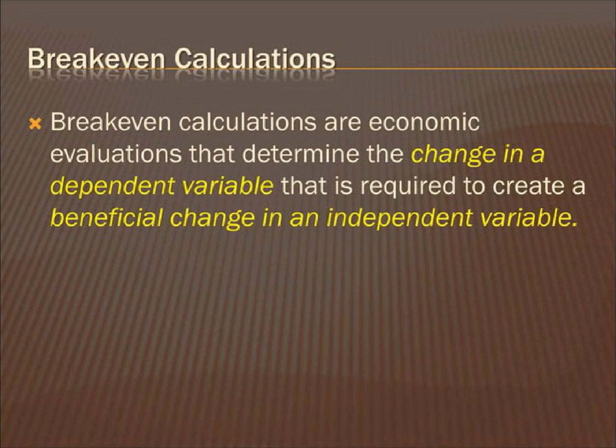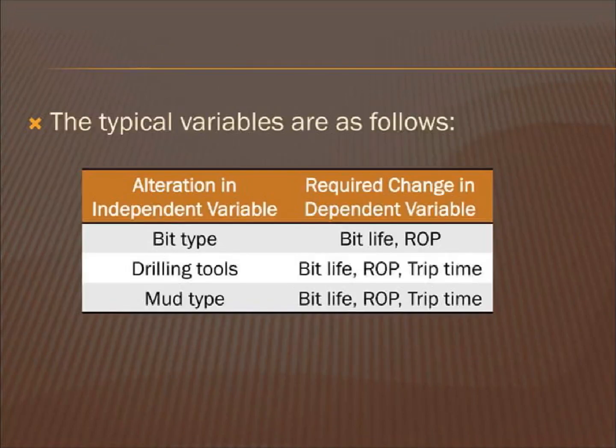Break-even calculations help evaluate the amount of change in a dependent variable that is necessary to achieve a positive change in an independent variable. This allows an assessment of when costs and investments are or could become profitable. The slide showcases the typical variables that affect the alteration in bit life, rate of penetration, and trip time. It is essential to take into account certain aspects while drilling and carrying out a well, such as the modifications in bit type, drilling tools, and mud type.